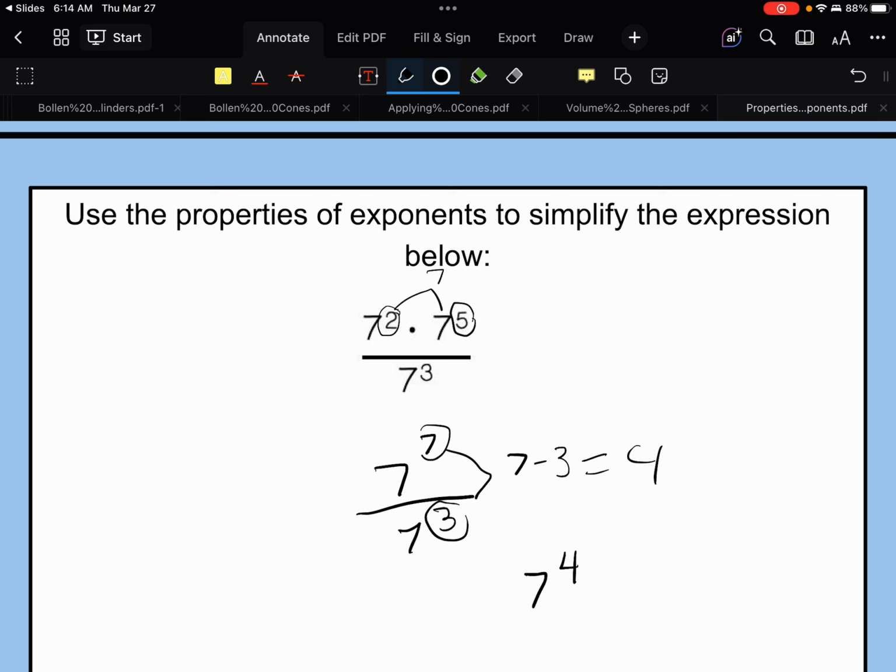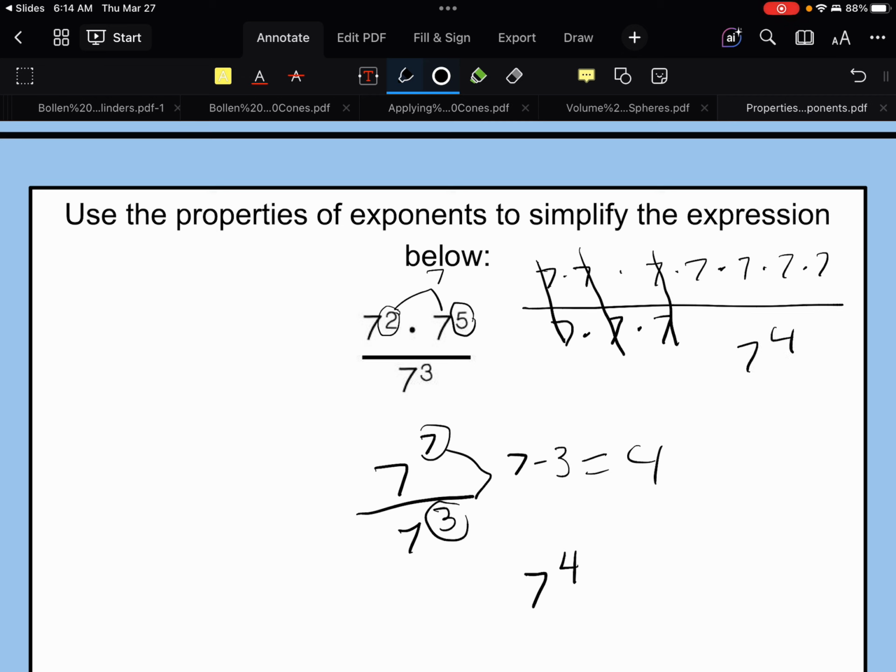So again, I could write out 7 two times. I could write this out as 7 times 7, and then 7 times 7 times 7 times 7 times 7, 7 five times, and then 7 three times, and then start crossing out my similar 7s and get 7 to the 4th that way too. Or I can simplify using these rules.